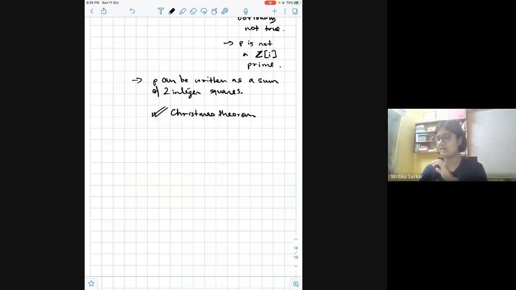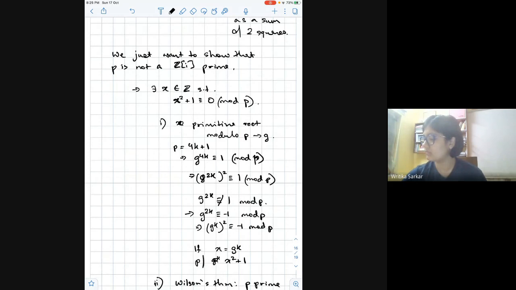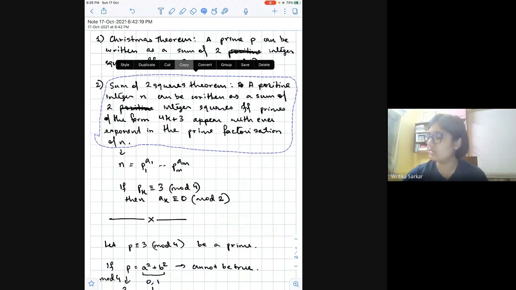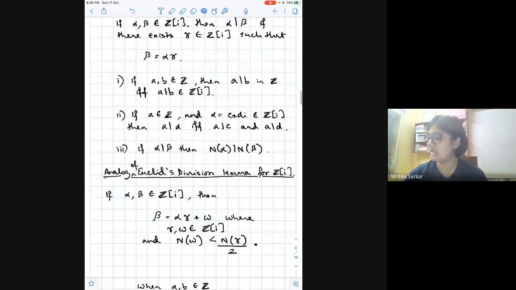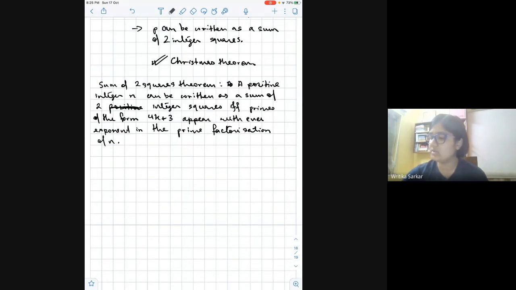I hope it was clear till this, and I don't think we have much time. But the sum of two squares theorem, the whole theorem, let me see if I can just copy it. This actually doesn't require anything else. Once you know which primes can be written as sums of squares, you don't need anything else. This can be proved using simple number theory.